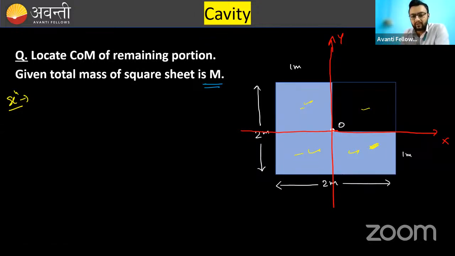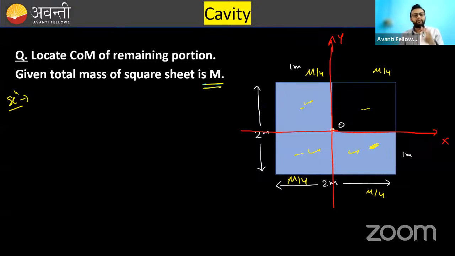Now again, what will we do? Can you see that the total mass of the square sheet is m? What if I say that these are four equal portions? Each portion will have a mass m by 4. Am I right? Each portion has a mass m by 4. Is it clear to you?